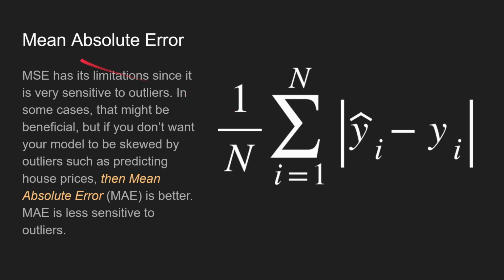Okay, so mean absolute error. We discussed this, right? We're taking the absolute value here. And mean square error, right? Why do we use mean absolute error?